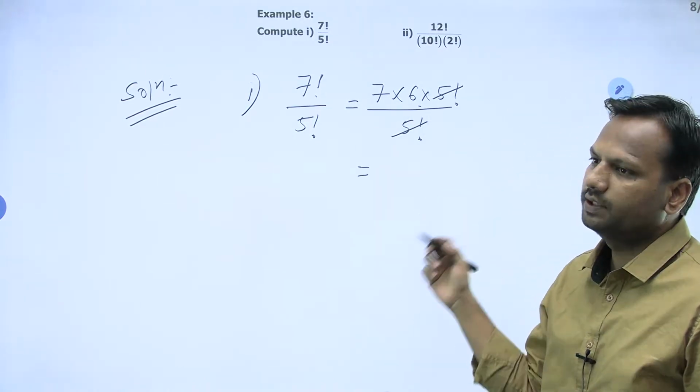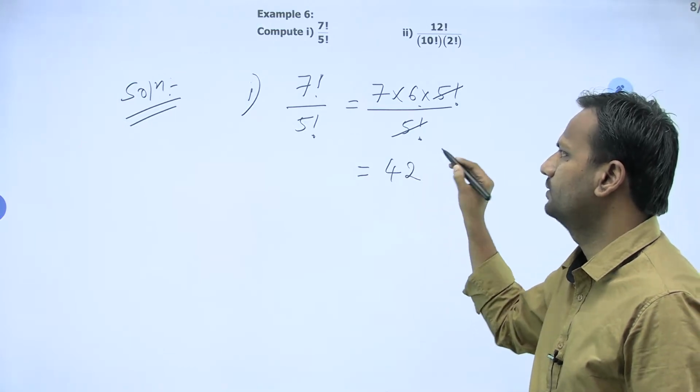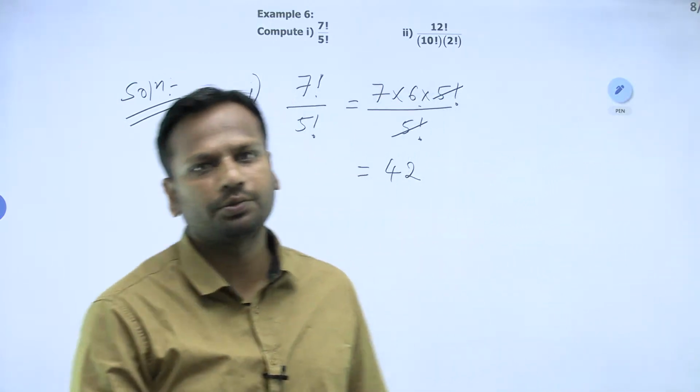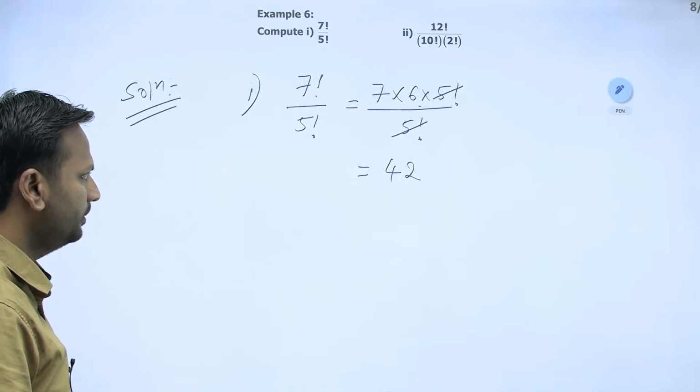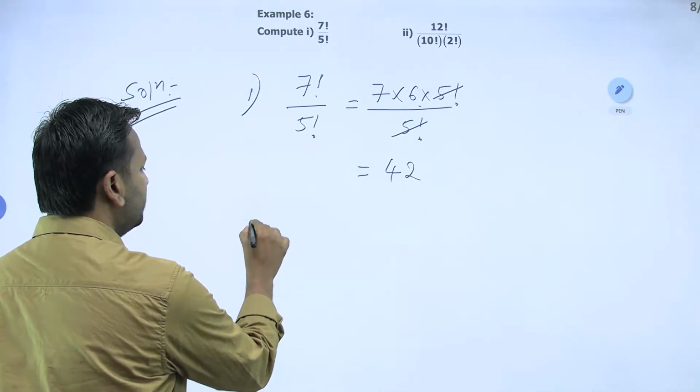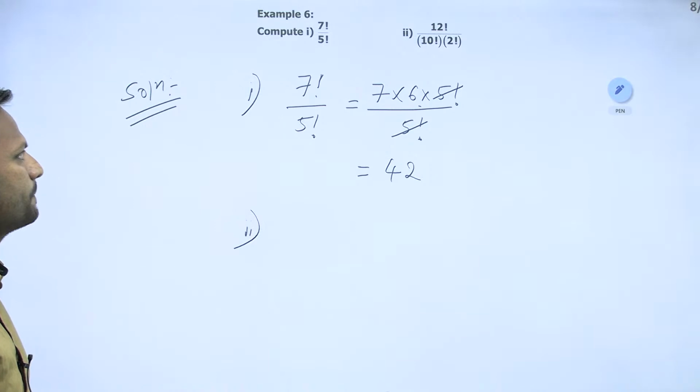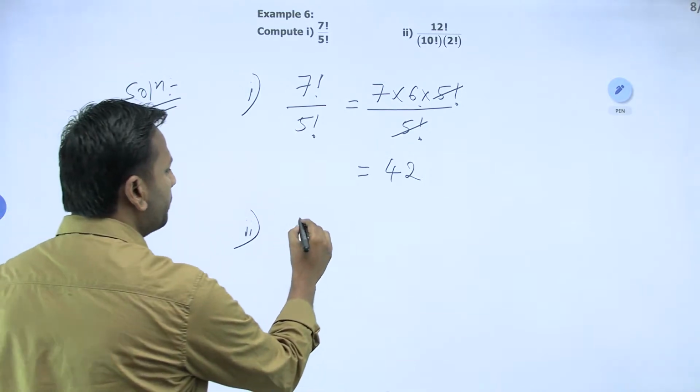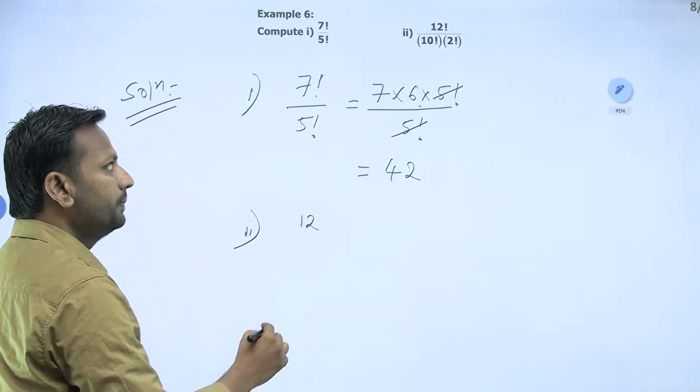Multiply the things here. 7 sixes are 42, that is the answer. Right? Only multiplication, students, in this exercise. If you know the multiplication, the second exercise is very much easy, right? Now, go for the second problem of this example 6.